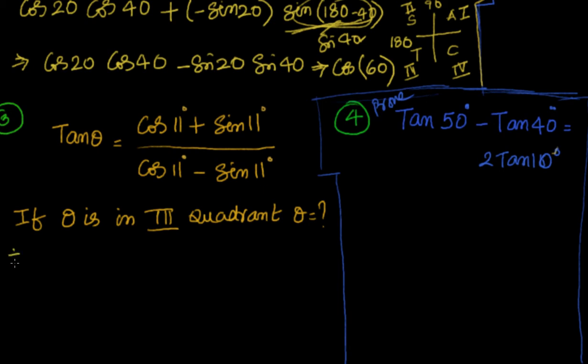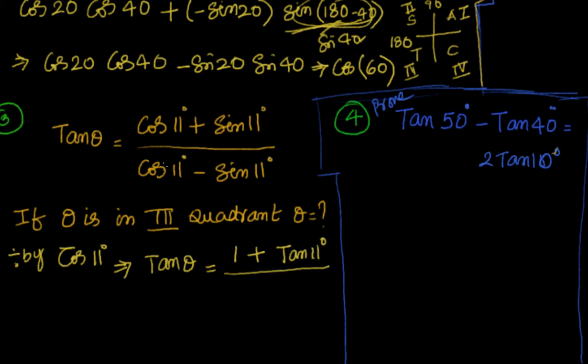So what I will do, I will divide by cos 11, the whole thing. What will you get? You will get tan theta equal to cos 11 by cos 11 is 1, plus sin 11 by cos 11 is tan 11, divided by cos 11 by cos 11 is 1, minus sin 11 by cos 11 is tan 11. Okay, now we will simplify this.